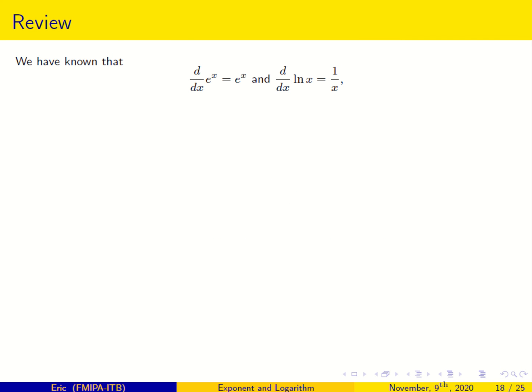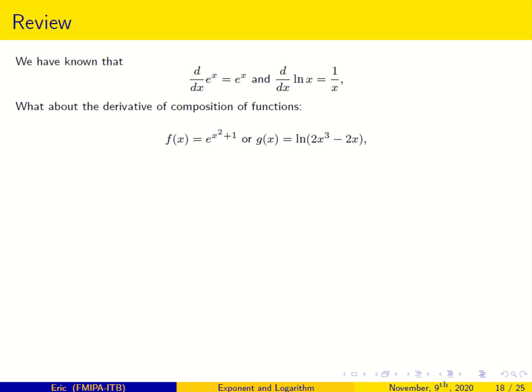We have seen previously that the derivative of e to the x is e to the x. This is the only function whose derivative is the function itself. What about the derivative of the natural logarithm of x? This is just 1 over x. Good. Now, what about the derivative of a composition of functions?